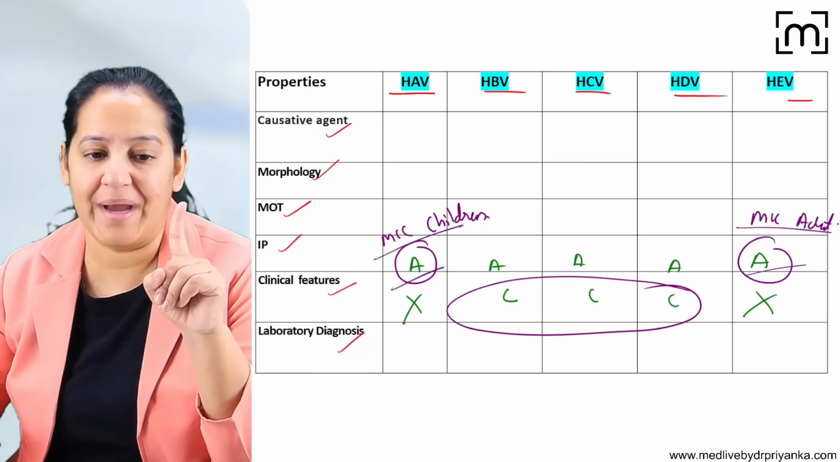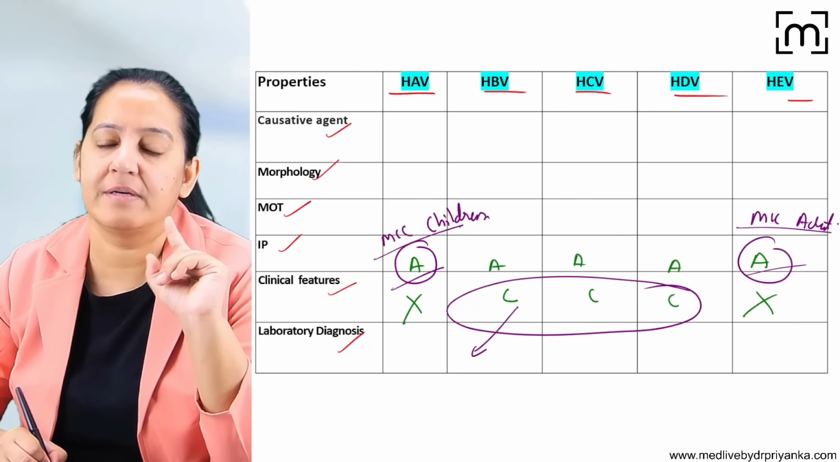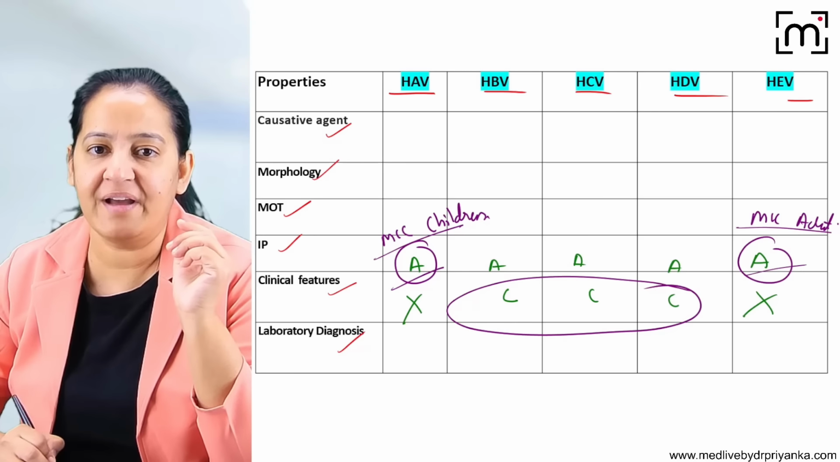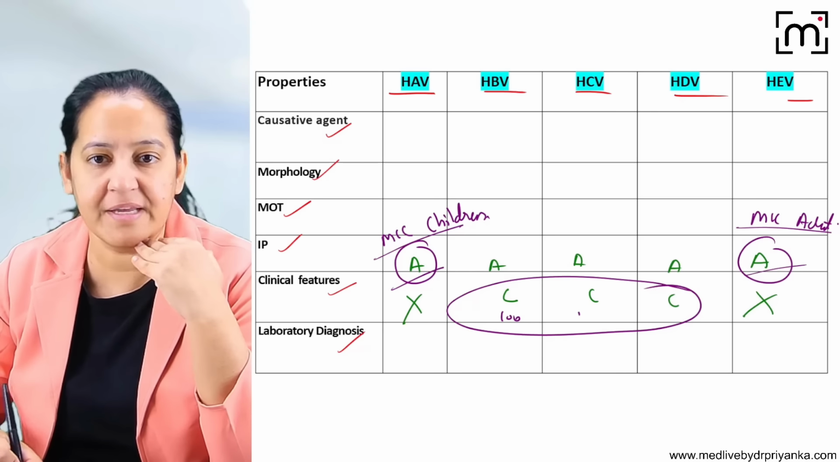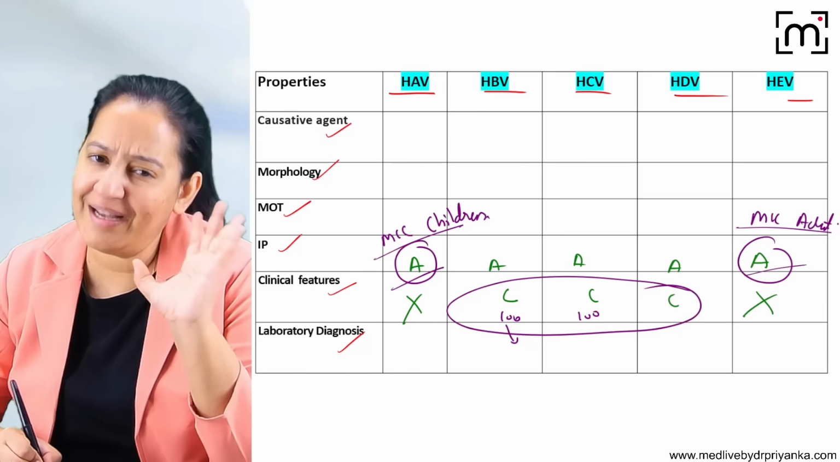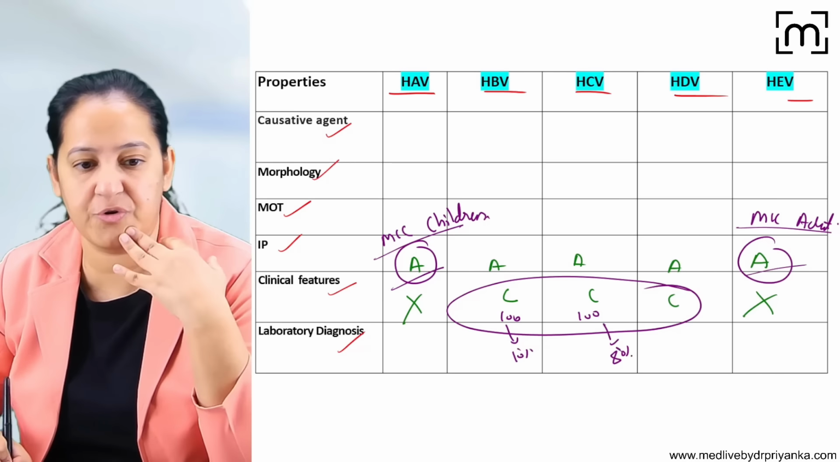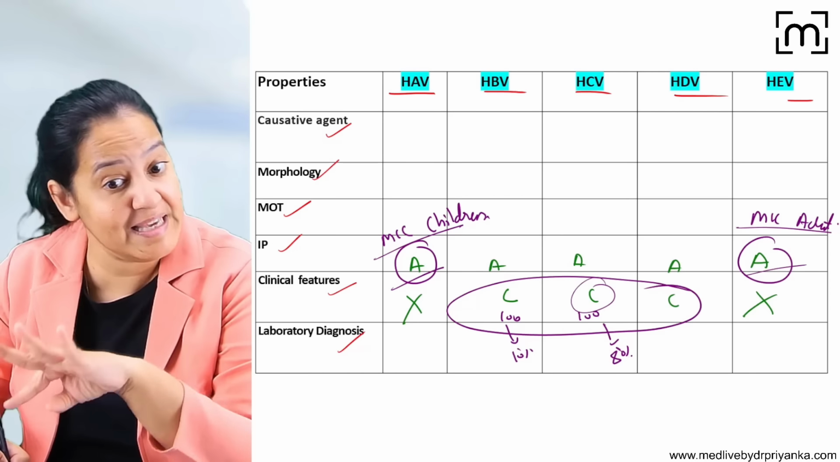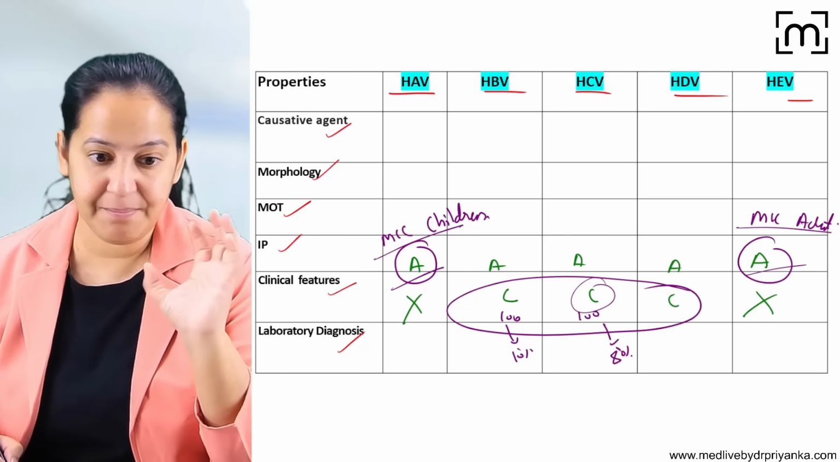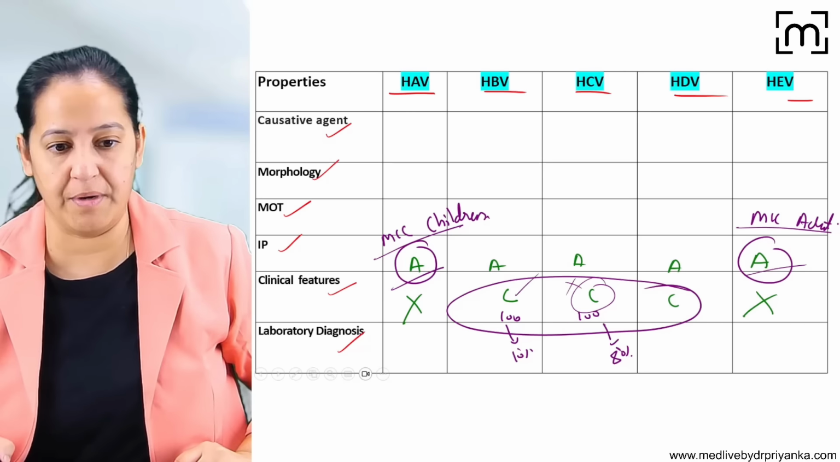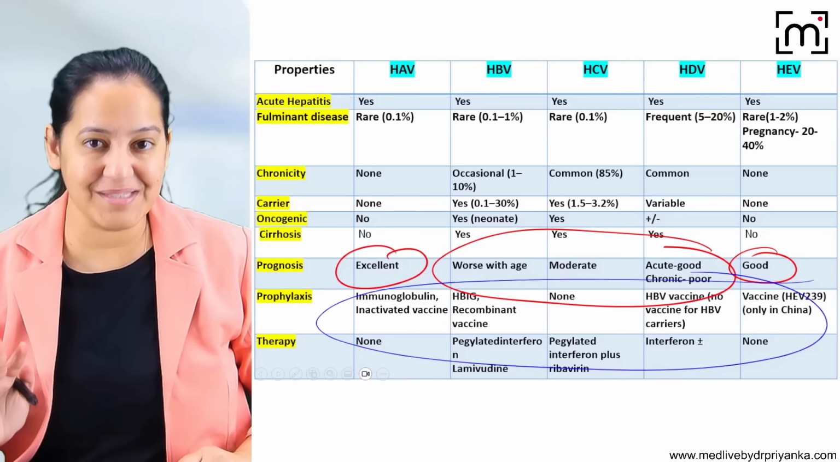If you see prevalence-wise in the world, B is more prevalent, so you will find more cases of B. But if you find 100 cases of B and 100 cases of C, among B only 10% will convert into chronicity, and among C 80% will convert. So chronicity is more common in C percentage-wise, but prevalence-wise in the world, C is not very common, B is more common. I hope you got the concept here.